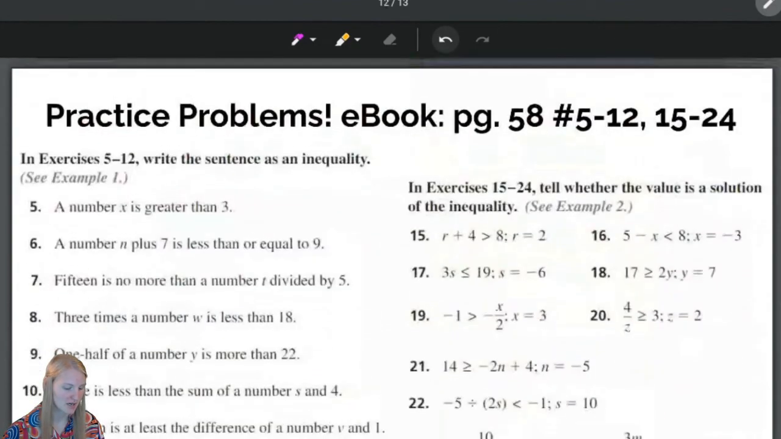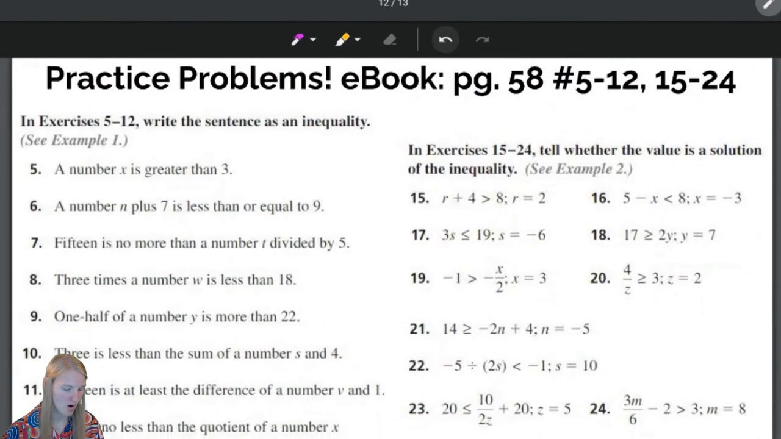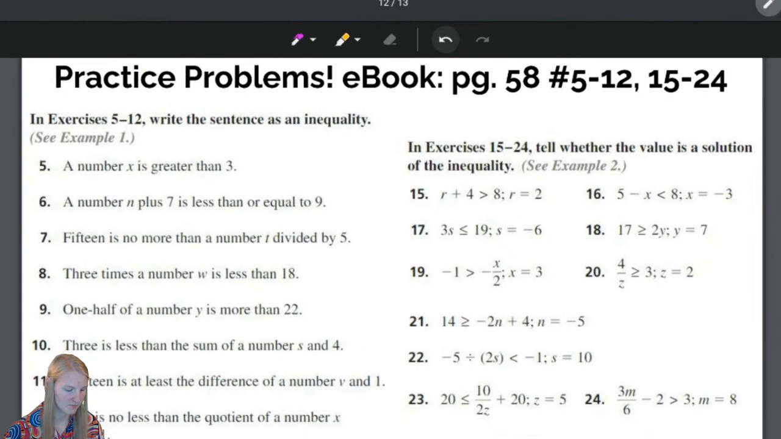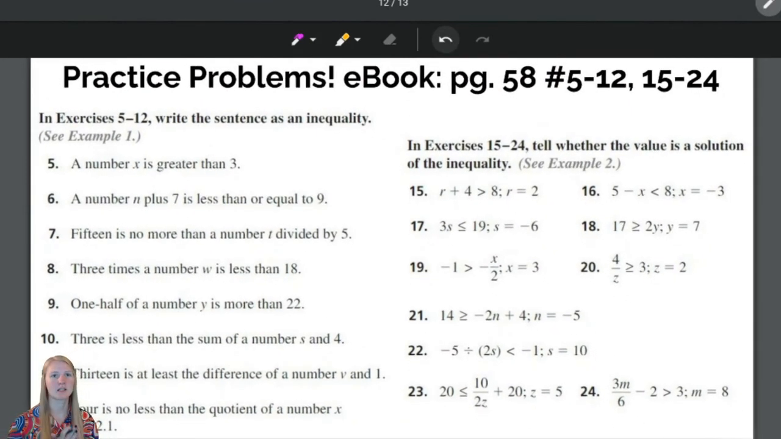Here are some practice problems. There are quite a few of them. If you want to try these practice problems, go for it. Remember that these might be different than the ones your teacher has assigned. So, try these if you want to, but remember, make sure that you do your assigned homework as well.